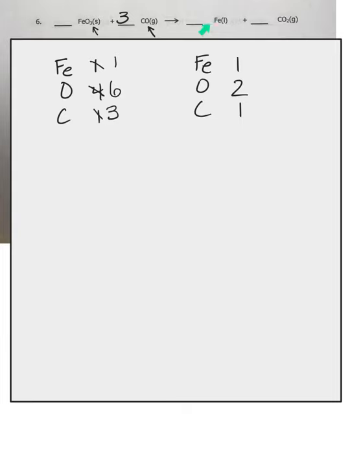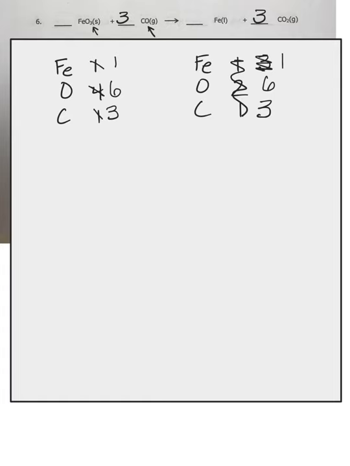Now let's go to this side. The irons are still good. The oxygens don't match and the carbons don't match. So if I put a number here to get this number of oxygens to equal 6, what can I multiply by this 2 to get 6? And that's going to be a 3. And I'm going to recount and see how things go. So this is a 3. I lied, that's still a 1. The oxygen becomes 6 and the carbon becomes 3. Well, well, well, look at that.